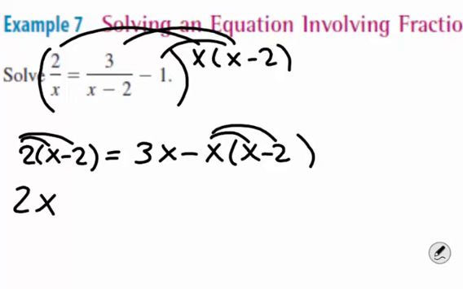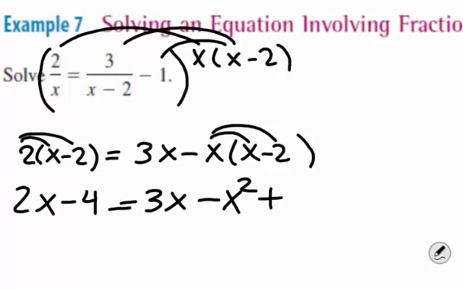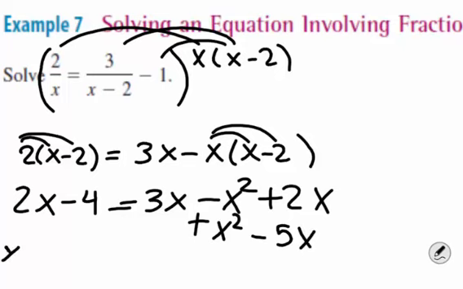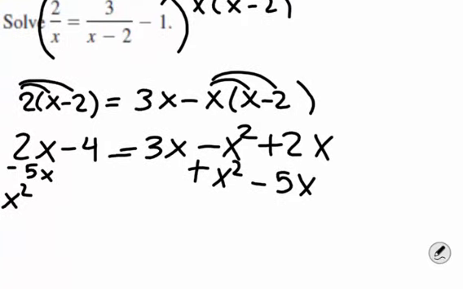We get 2x minus 4 equals 3x minus x squared plus 2x. So now let's get everything to the left-hand side. Let's get that x squared to be positive, so we're going to add that to both sides. Then we're going to subtract 5x because the 3x plus 2x is 5x. So now we end up with x squared minus 3x minus 4.